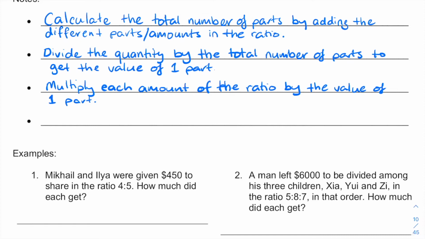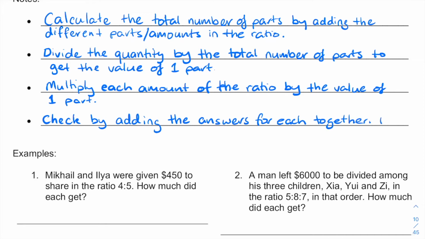So first of all, we're going to add every piece of the ratio together to get the total number of parts. Divide our total quantity, the thing that we're dividing up, by the number of parts to get the value of one. And then we want to multiply the amounts from each of those sections of the ratio by that value of one part. Then we can check that we have done everything correctly. So check by adding again the answers for each part, the final amounts, together. They should sum to the original amount.